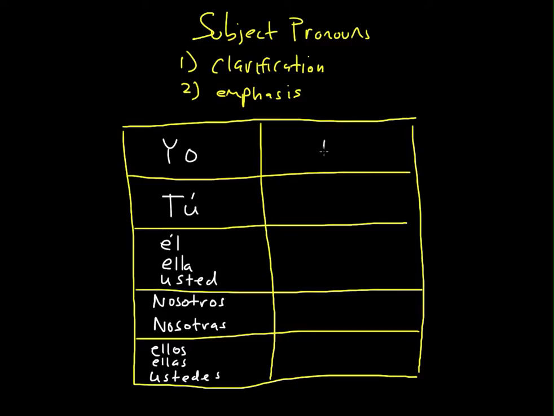Okay, so what do these mean? This yo means I. This tú means you. This él means he. Ella, she. Usted, you. And nosotros and nosotras both mean we. Ellos and ellas both mean they, and ustedes means you all.